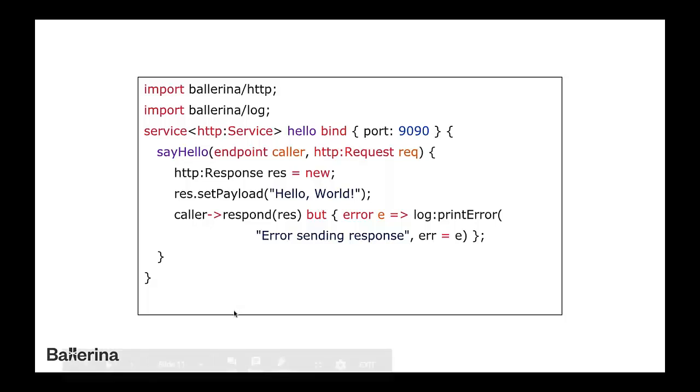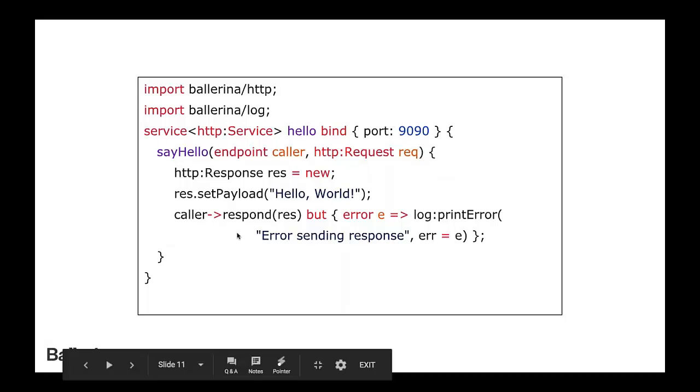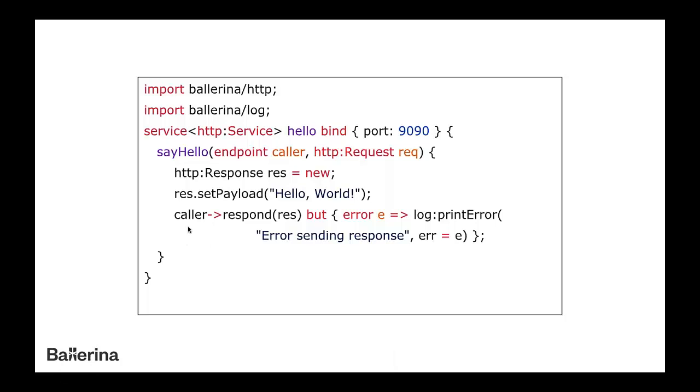And after that, we have another service level concept called a resource. We just give a name here. And then comes another inbuilt feature we have called endpoints. So the endpoint is a caller, and the caller can be used to send a response back. So what we simply do is we create a response like this, set the payload, and tell the system to respond back to the client.